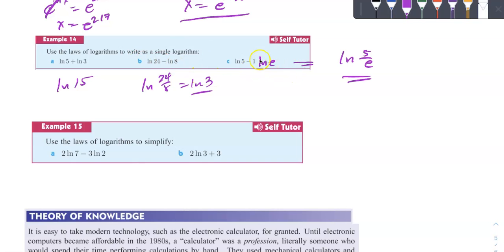So we're going to do the same trick. Anytime you want to combine stuff and there's a 1 there or a 2 there, you just make it the same base.